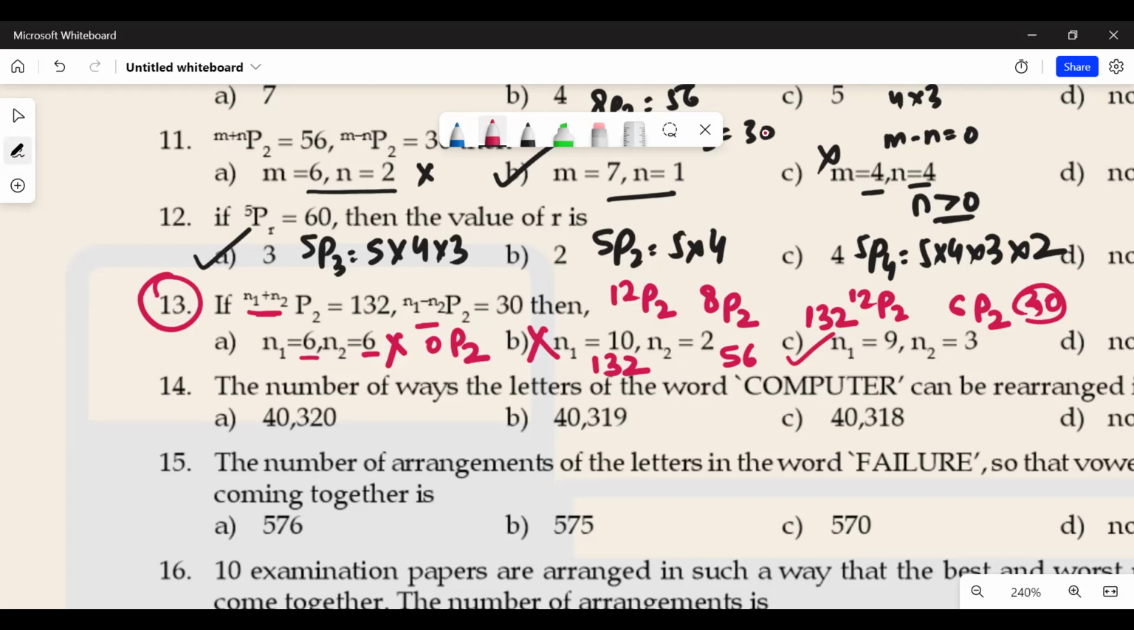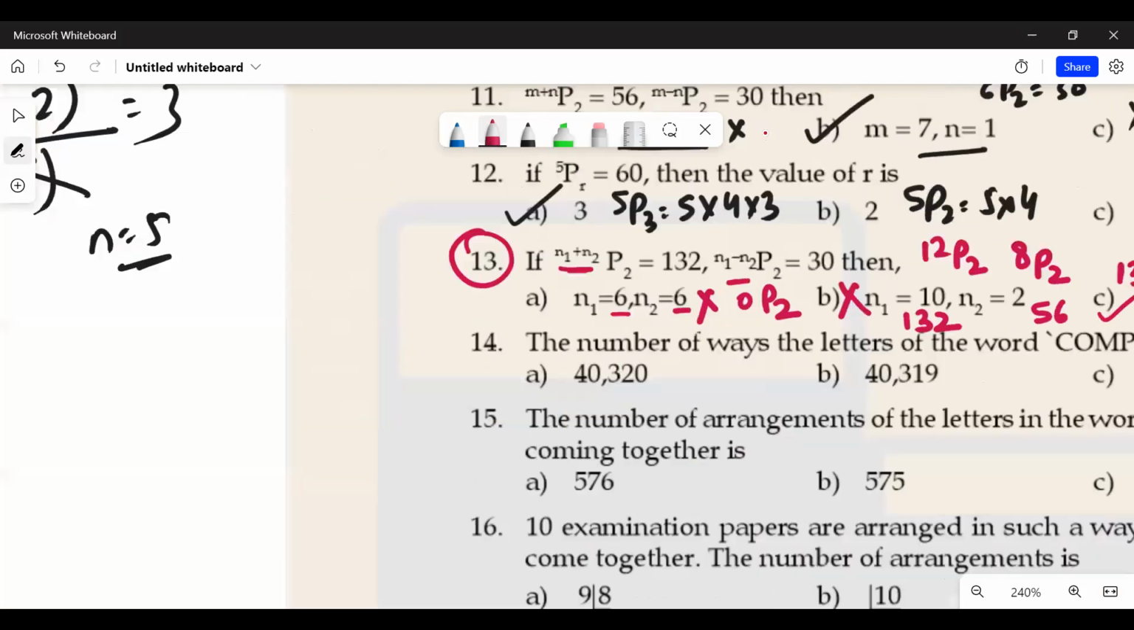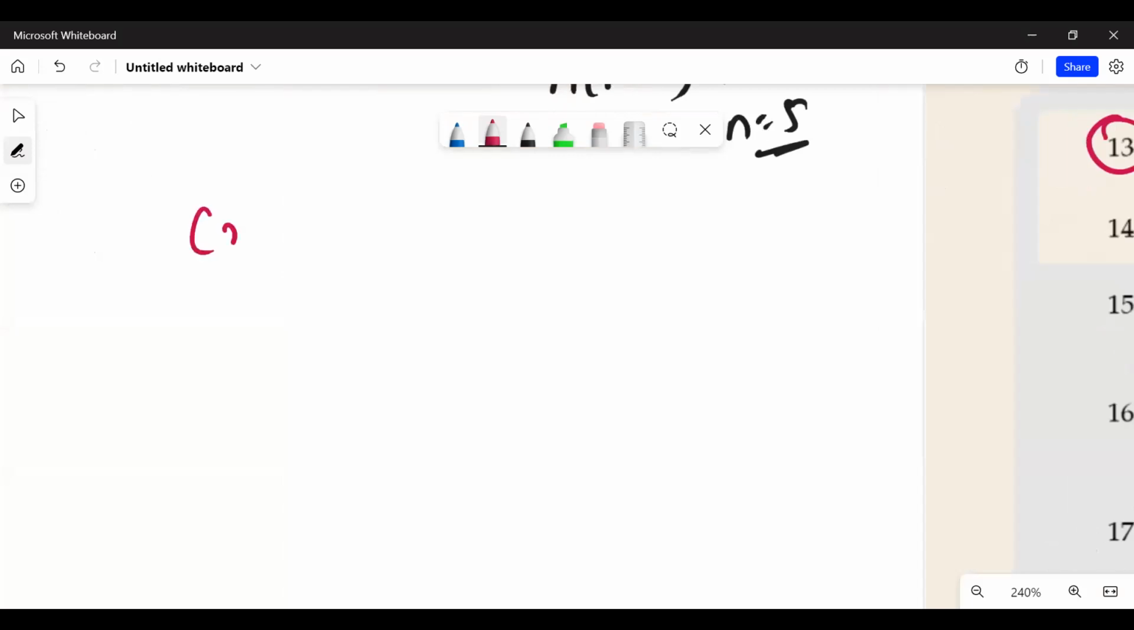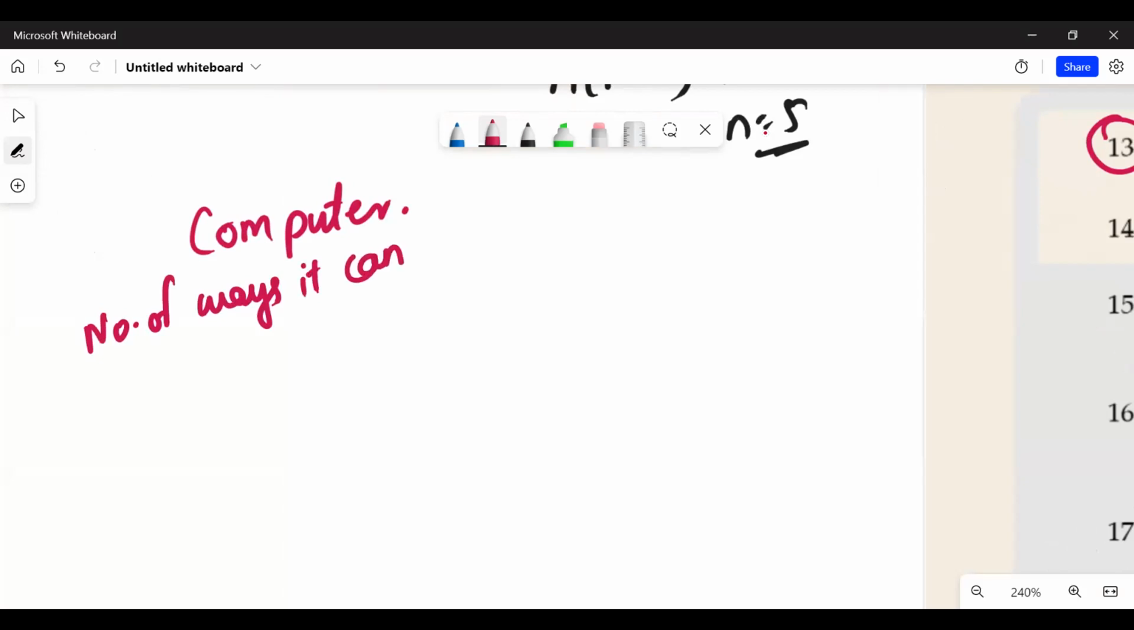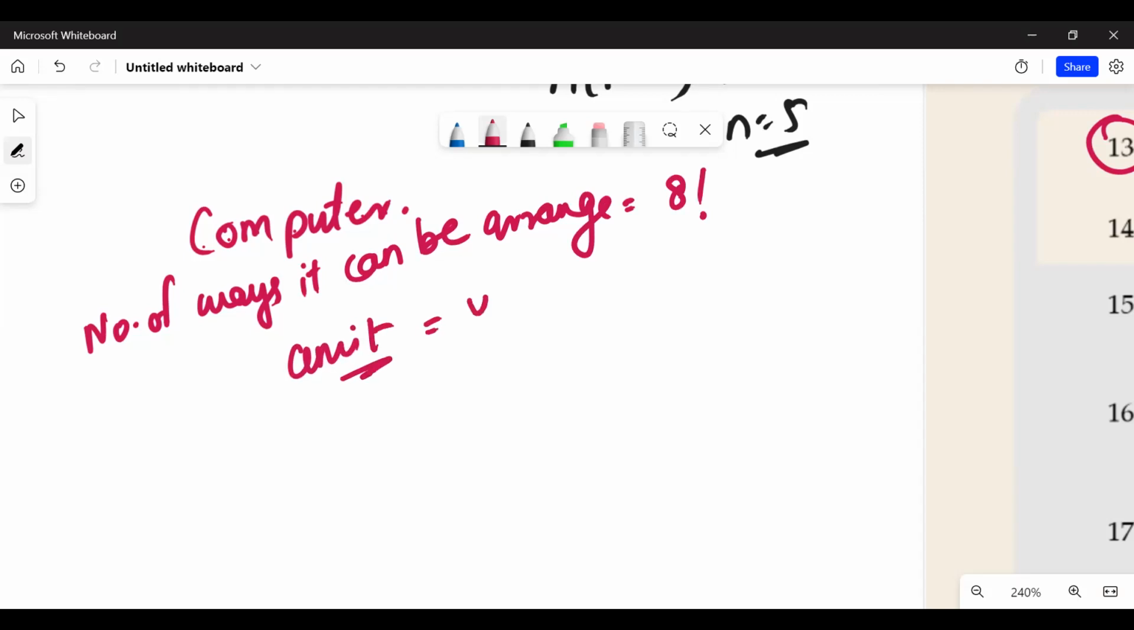Now see question number 14. If there's a word called computer, the number of ways it can be arranged, how many ways can you arrange this? Just count how many letters are there. 1, 2, 3, 4, 5, 6, 7, 8. 8 letters are there, so it will be 8 factorial. If my name is Amit, in how many ways can you arrange this? 4 factorial. You are getting it?